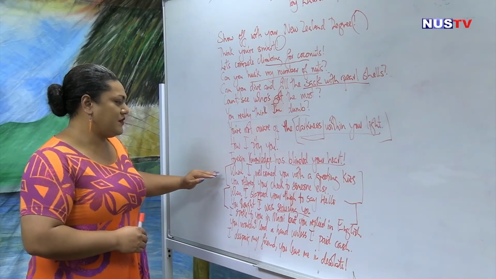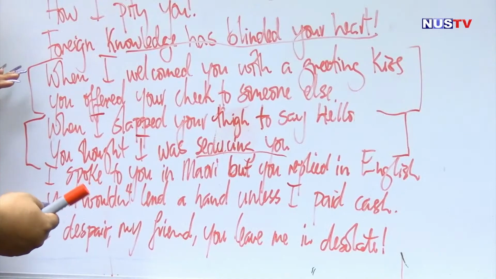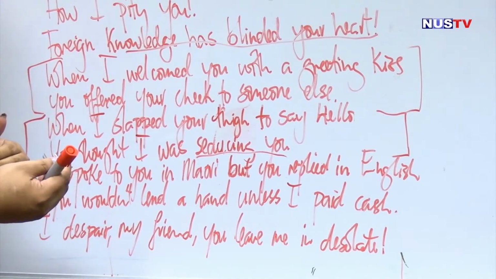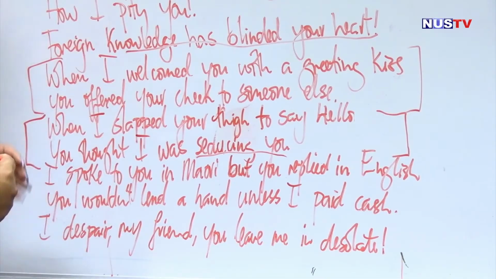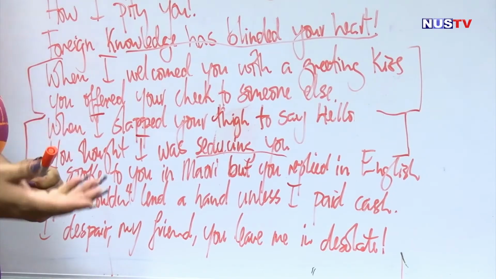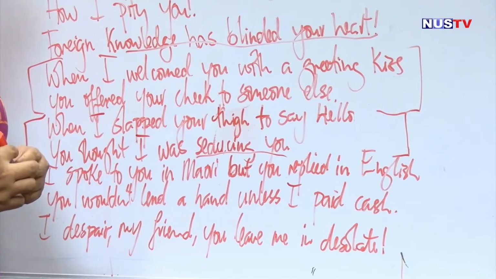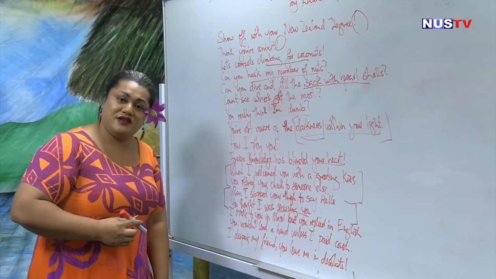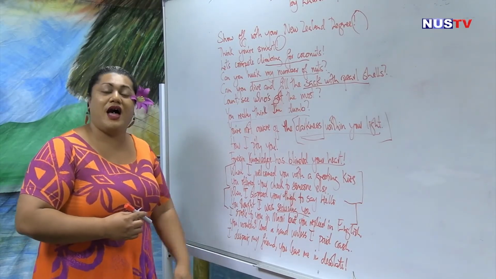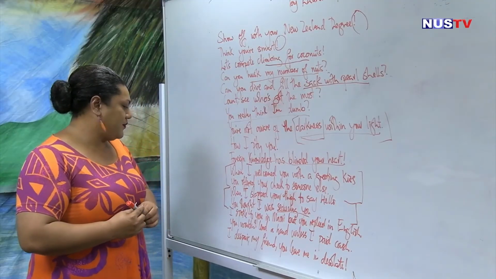So as you see, he tried to kiss her, but she moved away, or she kissed someone else. He tried to say hello by slapping her thigh. Everyone should understand the part of your body that is your thigh. So your thigh is the upper part of your leg.